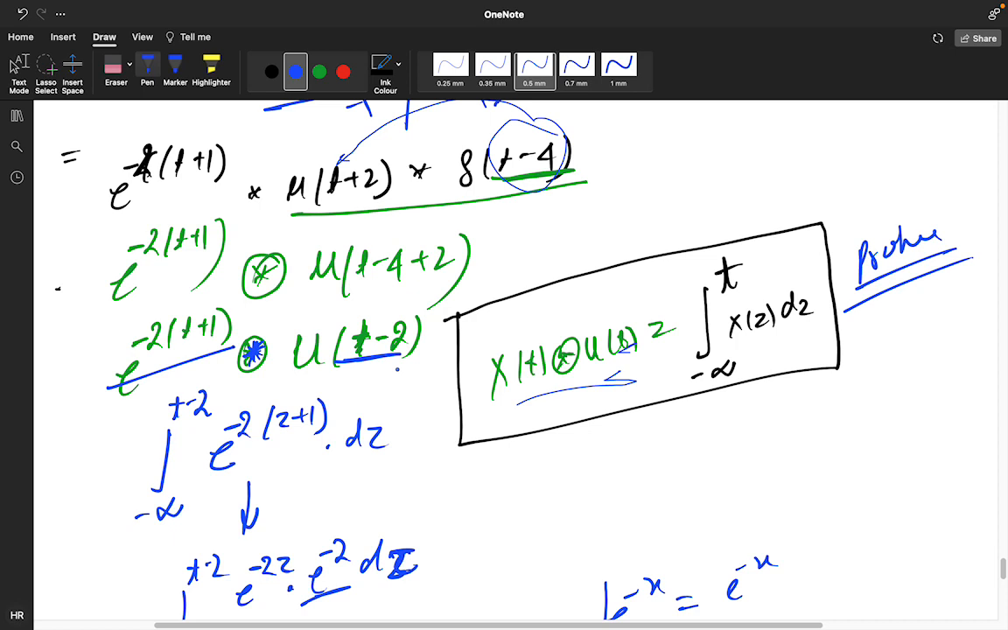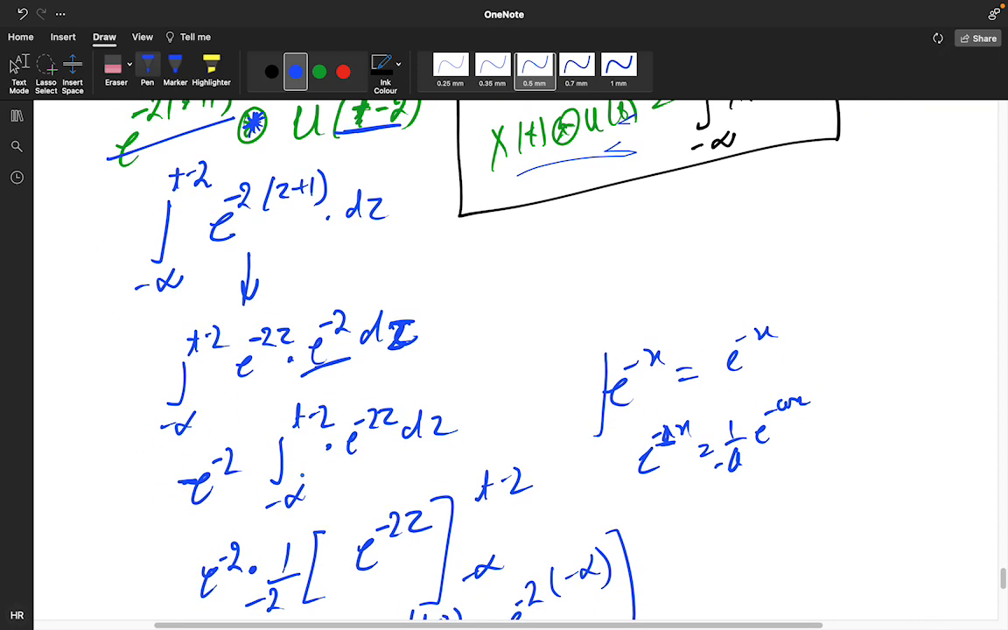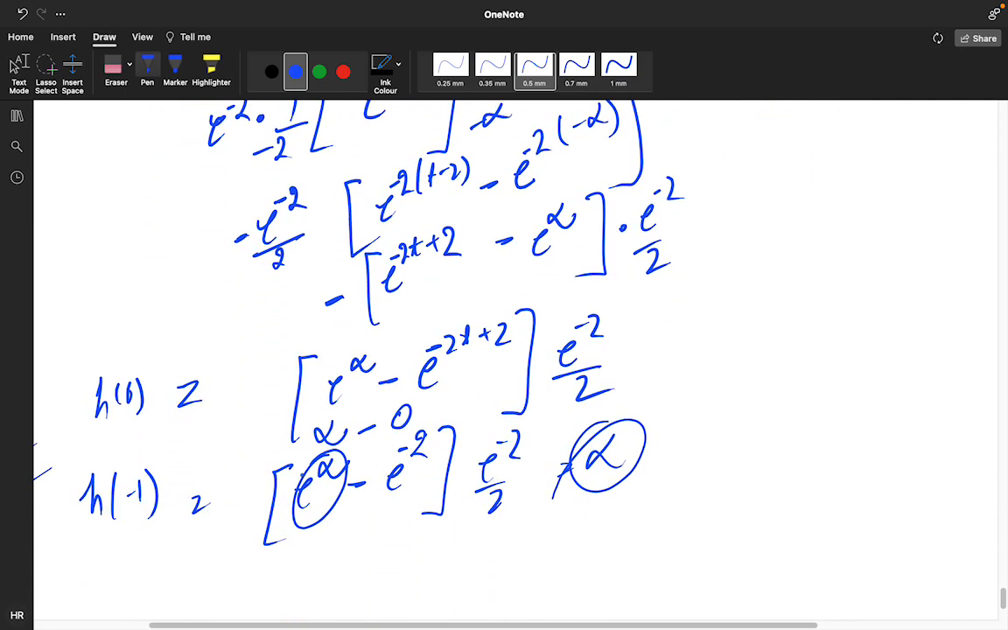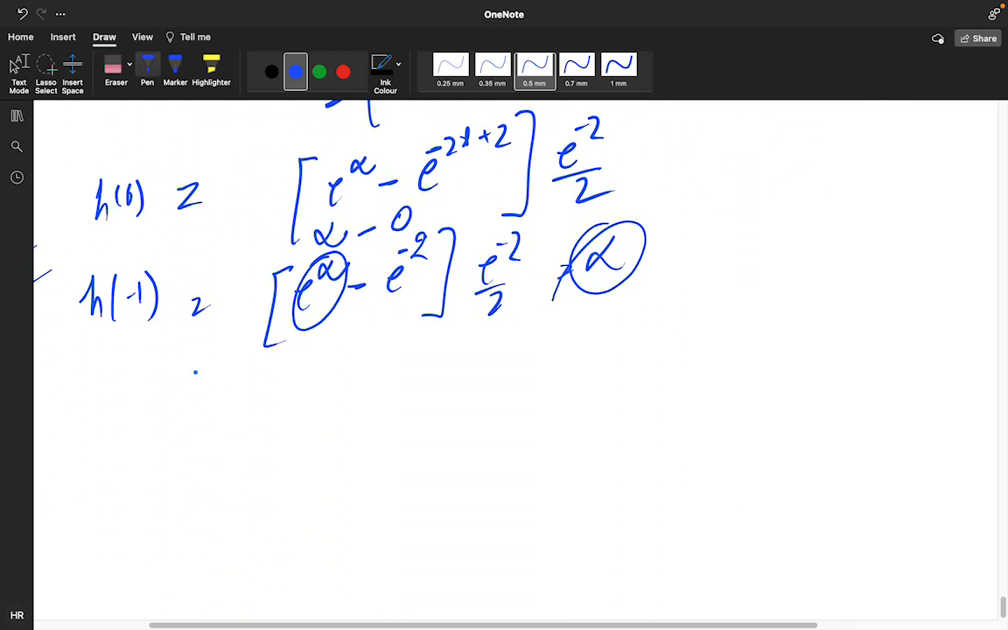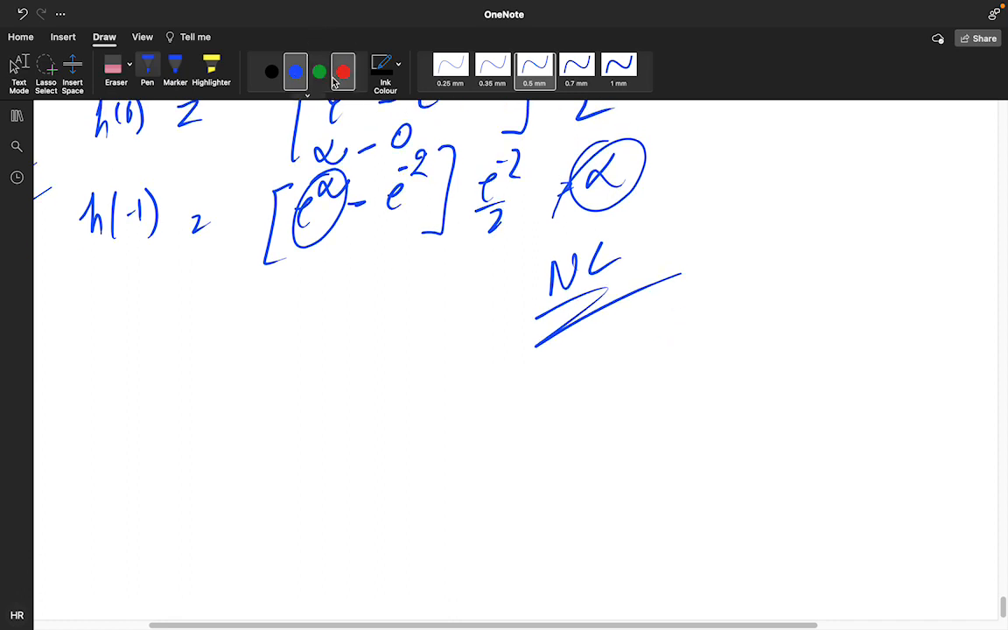So t minus 2 is this: minus infinity to t minus 2, e power minus 2 t plus 2 d tau. Integrate this, and what I need to check is that the value of h at t before 0 should not come, meaning you should get 0. But while I'm putting t equal to minus 1, I'm getting some value. So that means it is a non-causal system. Non-causal system.